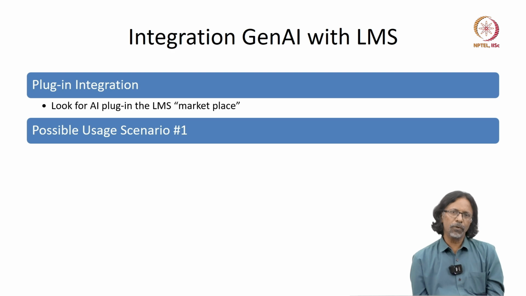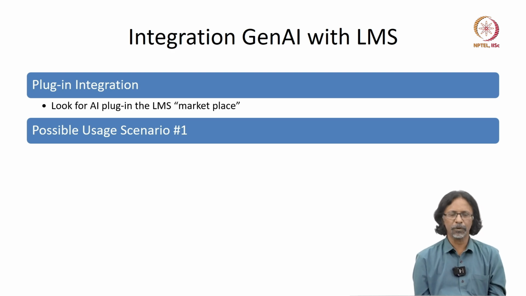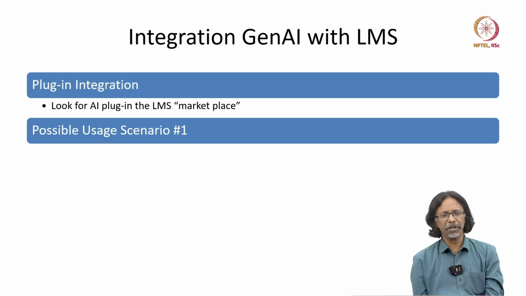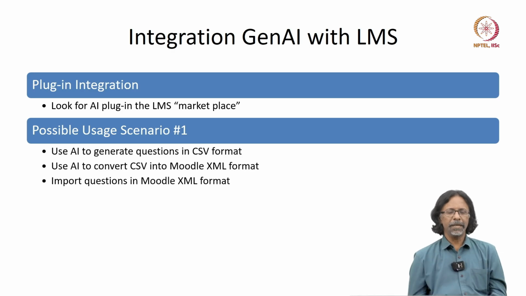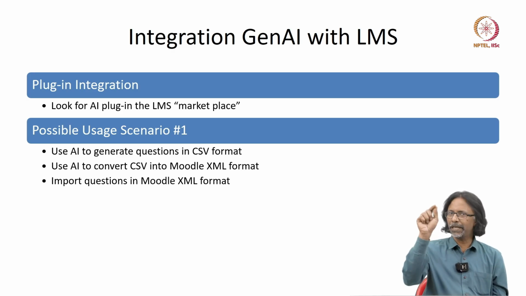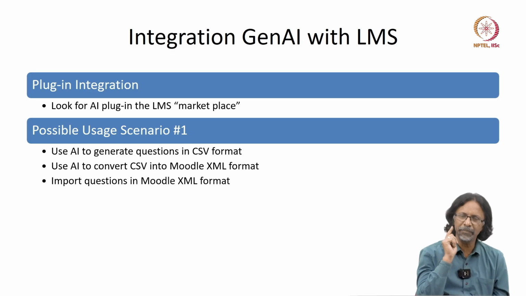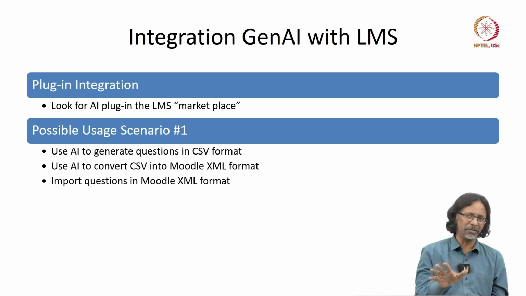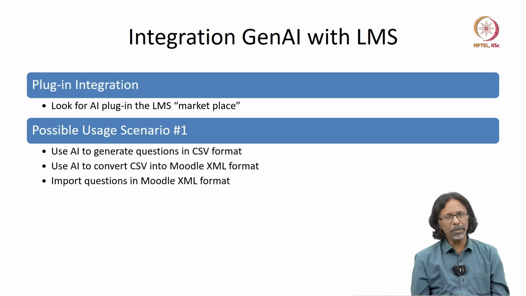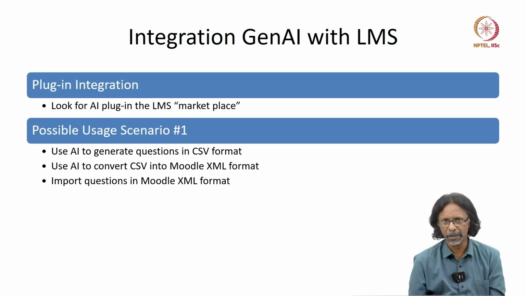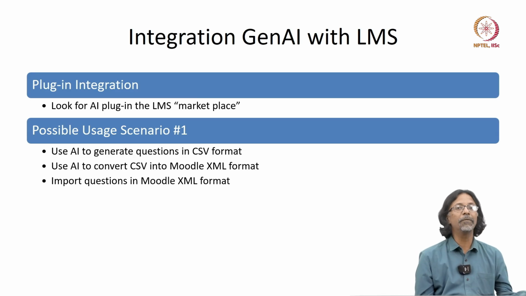Okay, so let me put forth a couple of usage scenarios of how you can use generative AI. The first scenario is, let us say you are using Moodle, and we saw how to manually create questions, how to create a MCQ question, how to assign marks, etc. Now, what you can do is use any AI tool to generate questions, say in CSV format. And what is the input that we have to give to do this? You give a prompt.